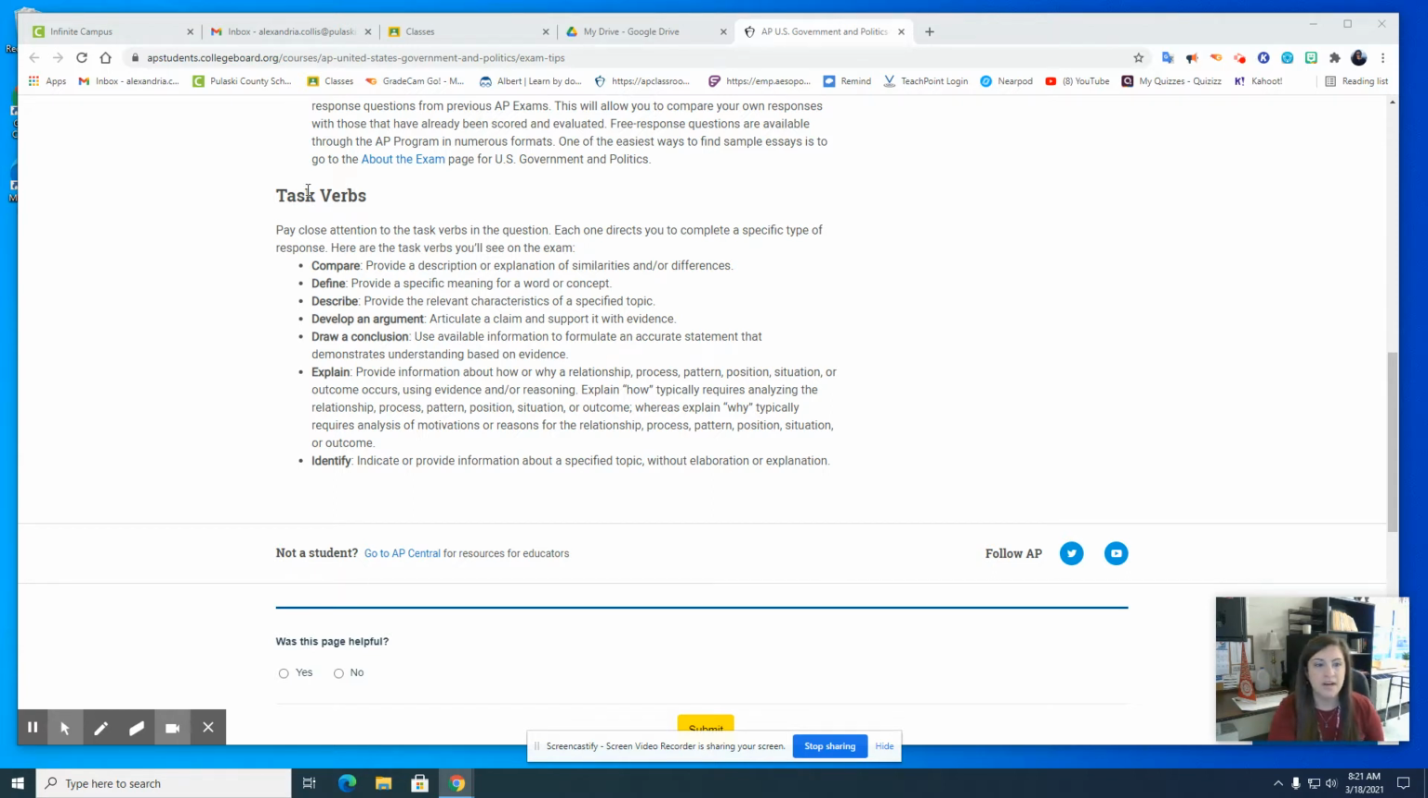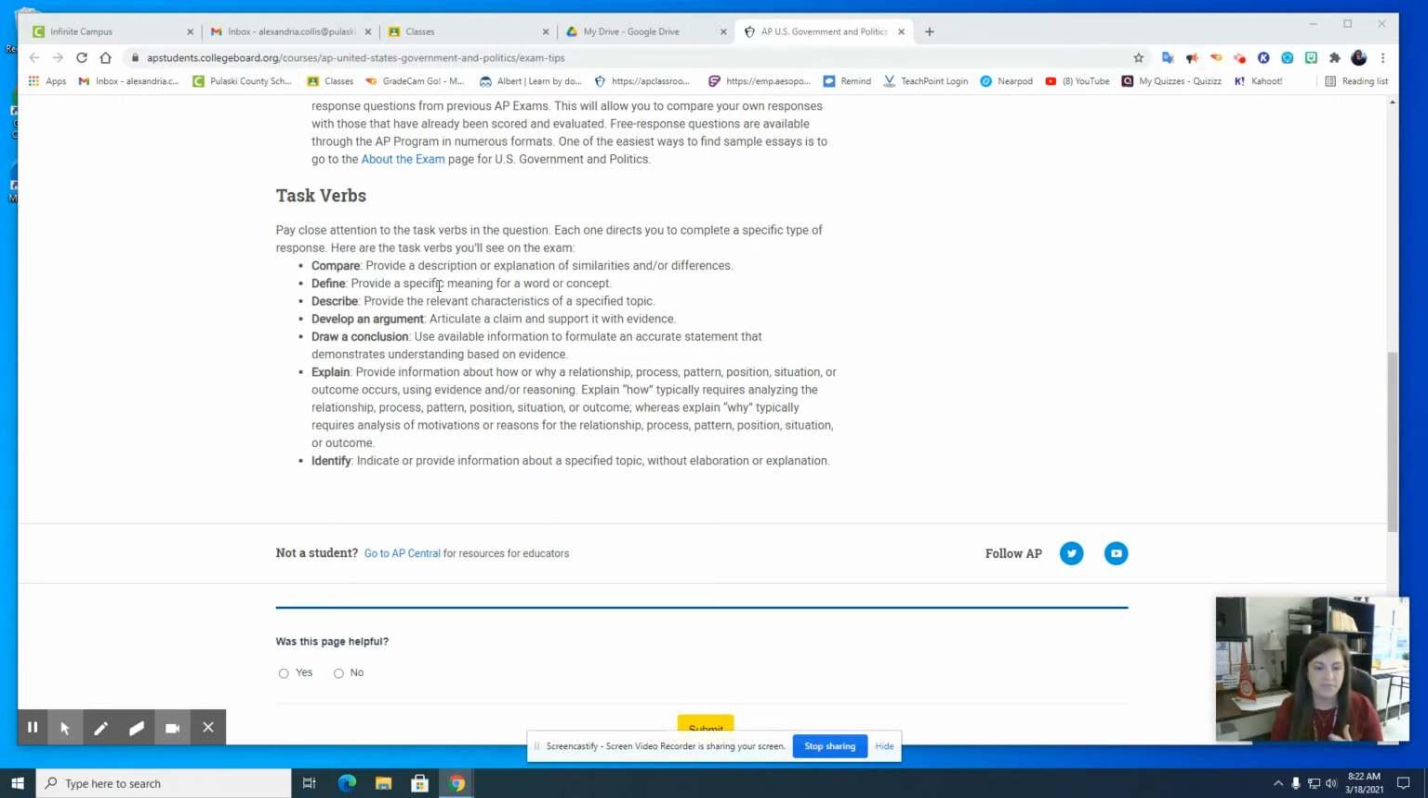I've pulled this up from the College Board website, and I just want to briefly go through it with you as a reminder and a refresher about these task verbs that you'll see in the different types of FRQ prompts. First, you might have one ask you to compare. When you're comparing something, especially in those Supreme Court FRQ prompts, it's asking you to provide a description or an explanation of similarities or differences, okay? So you're looking at maybe the similarities and differences between two Supreme Court cases.